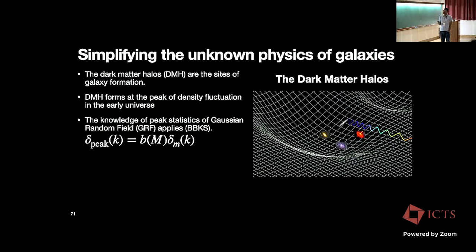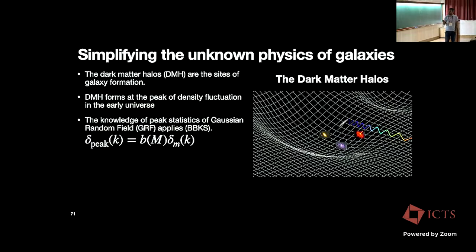If you look at the overdensity, which I had defined as density over the mean density minus 1, of any kind of species, the overdensity of peaks will be related to the overdensity of matter by a factor of bias, and this bias will be a function of mass if you're thinking about halos. Massive halos will have larger bias, less massive halos will have lower bias.